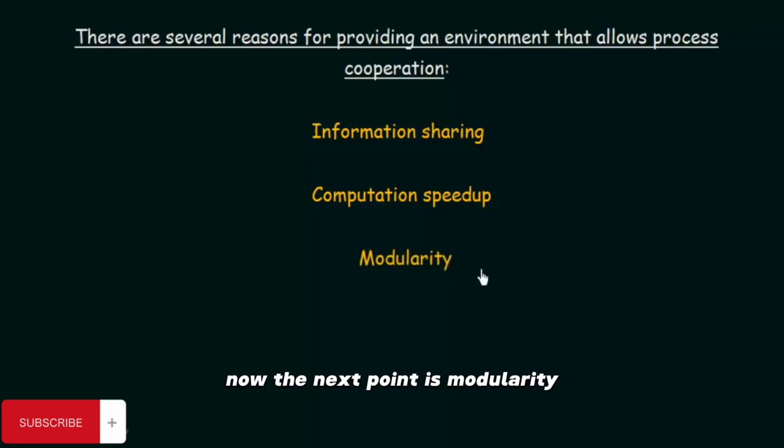Now the next point is modularity. Modularity means we want to design the system by dividing it into separate modules. When we are designing a system, one person is not designing the entire system. We divide the system into different modules, and these modules will later be put together to achieve a single goal. These modules will need to communicate or cooperate with each other. So this is another reason why we need to provide an environment that allows process cooperation in order to achieve modularity in our system.